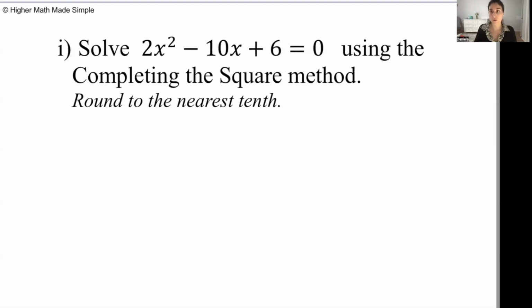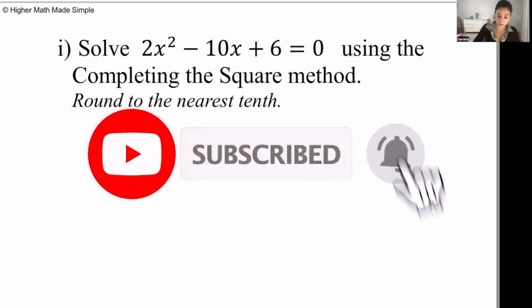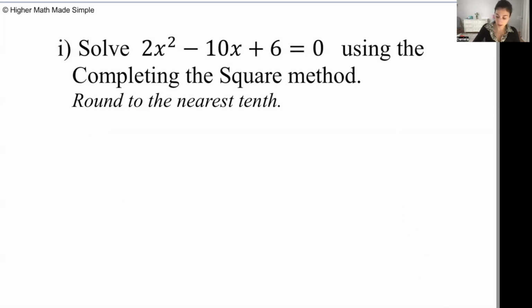A third way you can solve quadratic equations besides factoring and the quadratic formula is completing the square. Now, unfortunately, you're going to have to memorize the process, or at least most teachers require that.